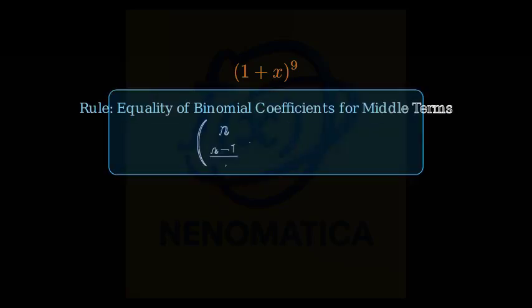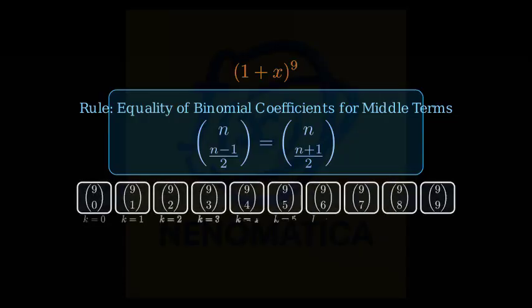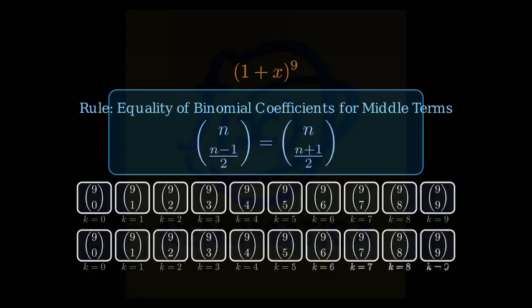Here's the key rule that unlocks the problem. The binomial coefficients for n equals 9 are symmetric. K matches 9 minus k. Let's lay them out from k equals 0 to k equals 9. See how the terms pair up: 0 with 9, 1 with 8, and so on.